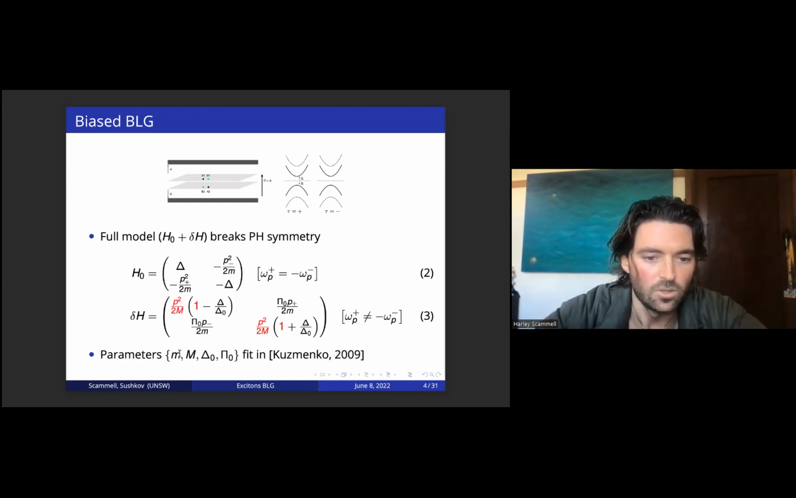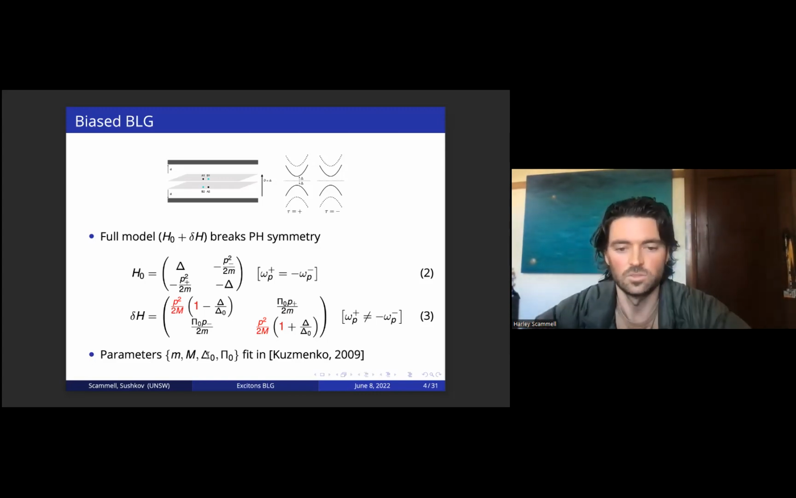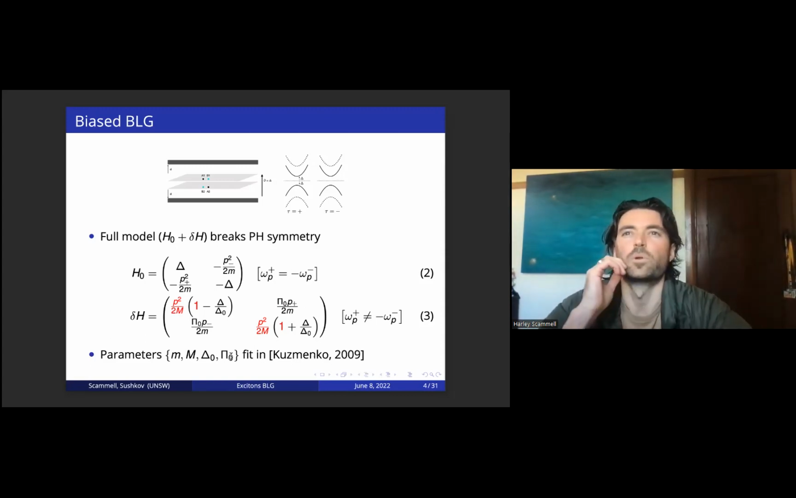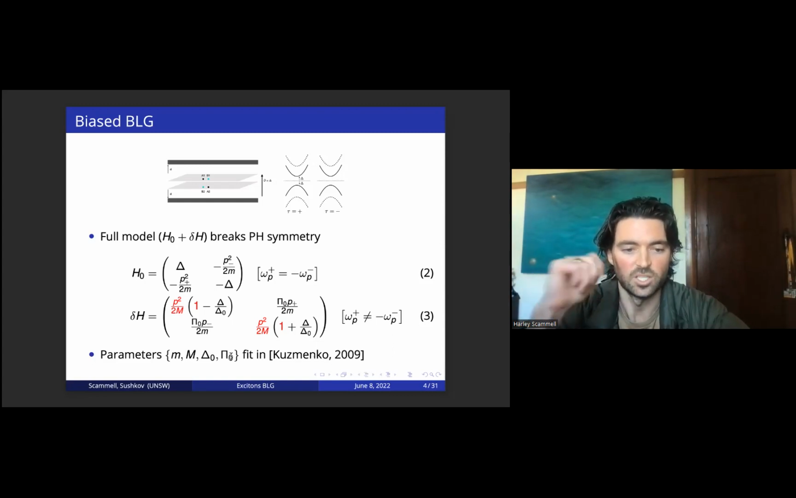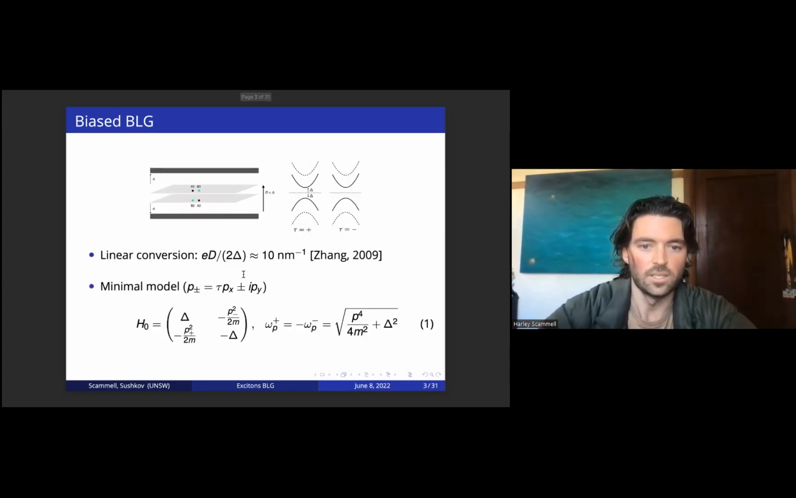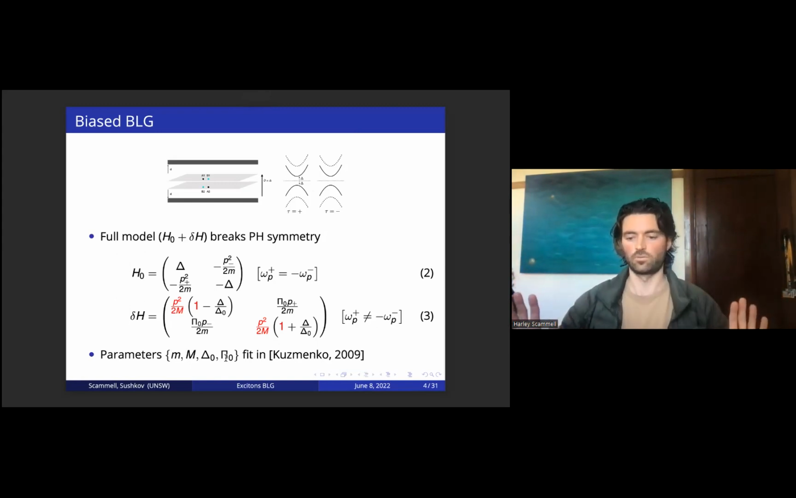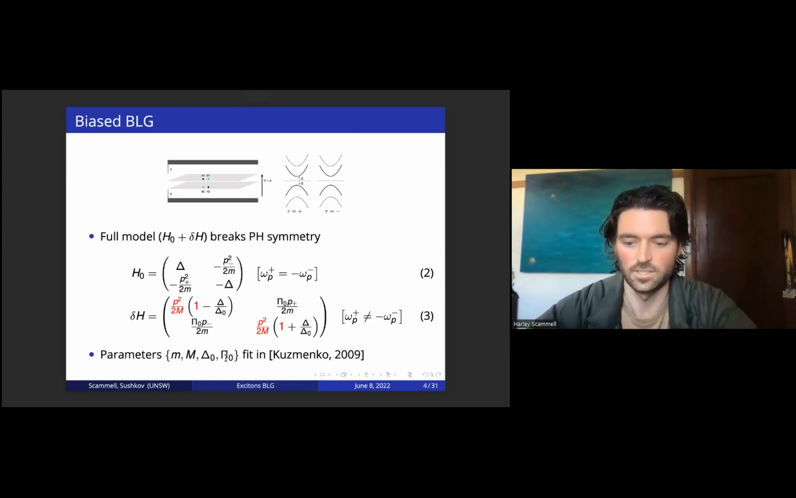A key point is that all of these parameters, M, capital M, delta naught, and pi naught, are known. These values are fixed elsewhere, probably through DFT calculations, but also via direct experimental measurements and then fitting thereafter. So we'll take the values from Kuzmenko. There's probably some 5–10% deviation across different experiments. So taken together with this linear conversion between displacement field and band gap and all these parameters, this single particle Hamiltonian is completely fixed. We have no freedom in what we do. So it's really honest.